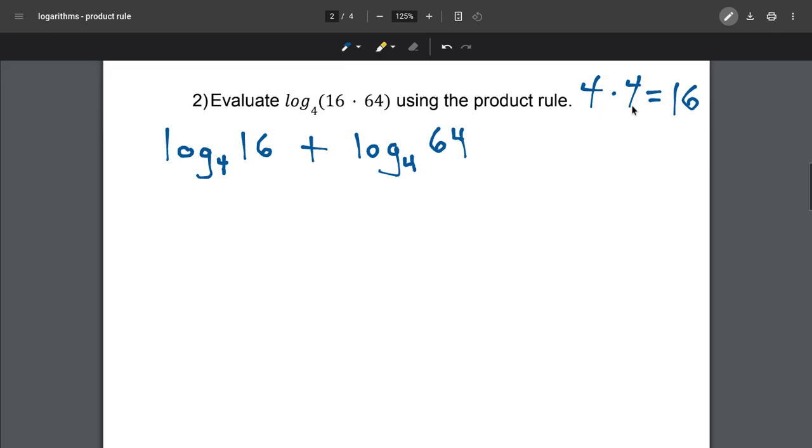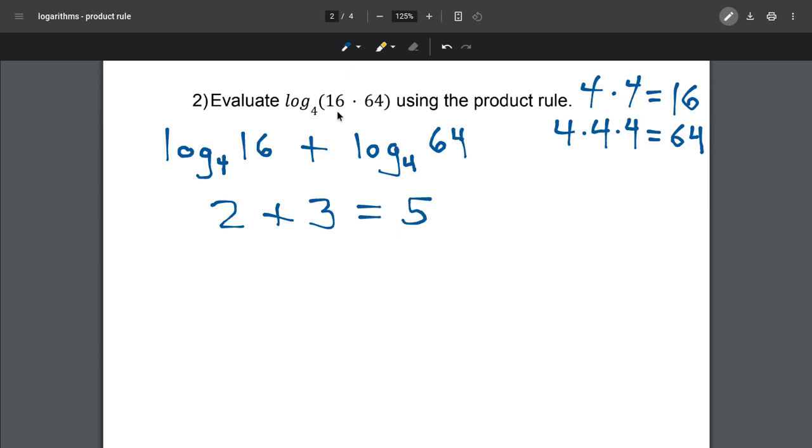So that's 1, 2, so 2, plus, how many 4's do you multiply to get 64? Well, you do 4 times 4 times 4. That's 3 4's multiplied together to get 64. So this logarithm is equal to 3. So our solution here is 5.